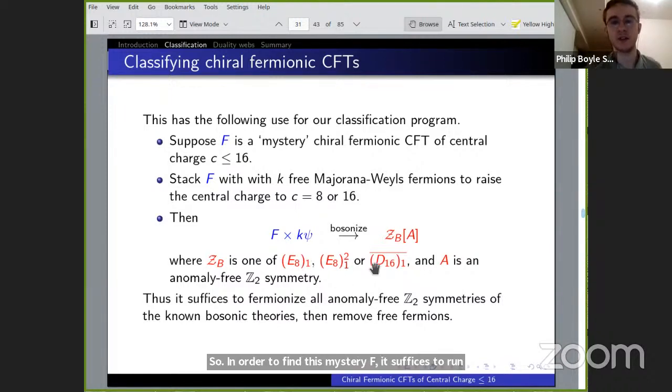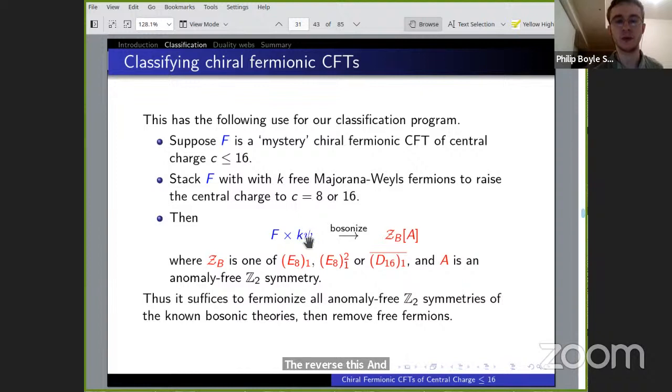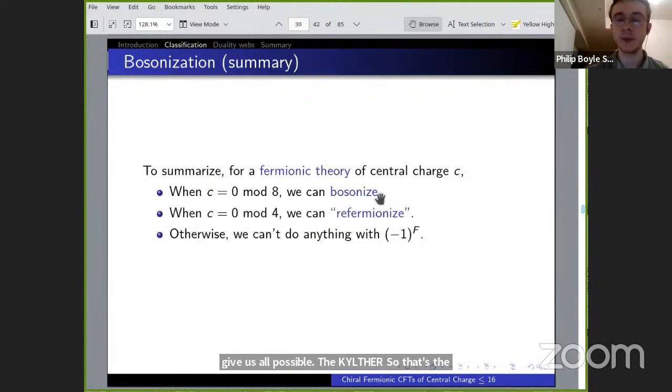Start with these three theories, find all Z2 symmetries of them, reverse this arrow by fermionizing, and then remove the free fermions. And this must give us all possible chiral fermionic CFTs F. So that's the strategy in a nutshell and why bosonization is relevant to us. So for that part of the story, only bosonization is relevant. But when we're looking at duality webs, this subtlety will also play a role, but it won't play an immediate role.